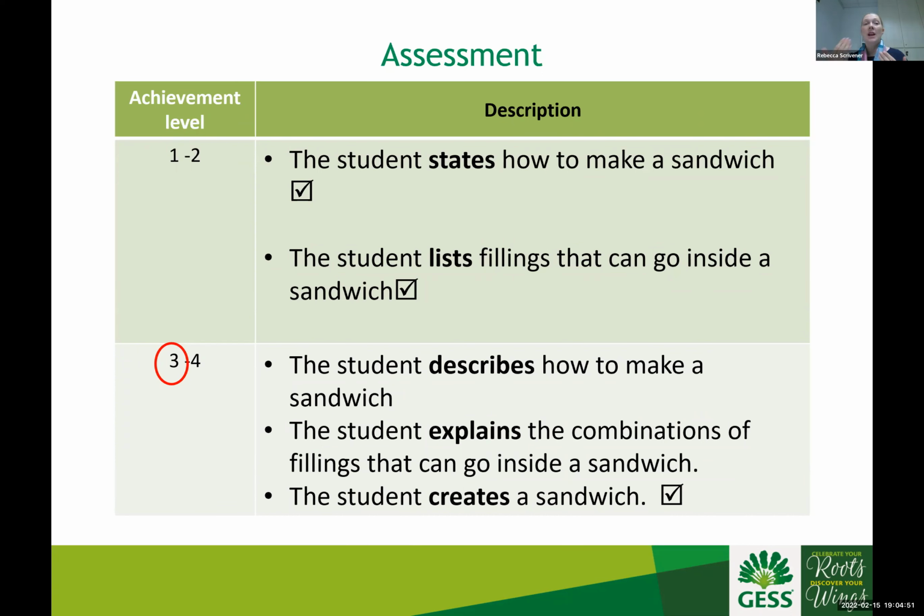So I know they've achieved level 1 and 2. They've done those 2 things. And they've created a sandwich. So I'm awarding this child a 3.